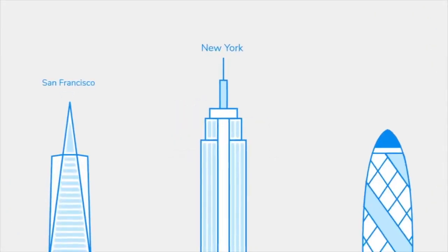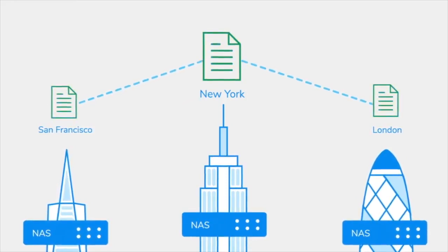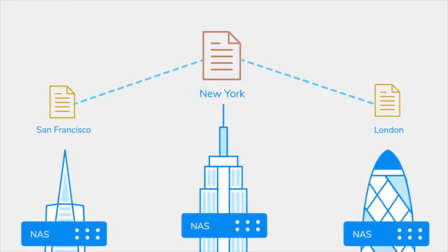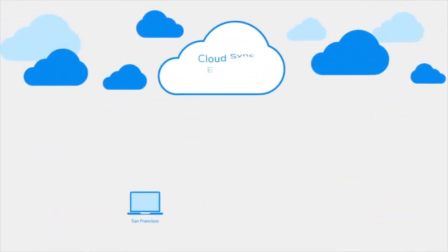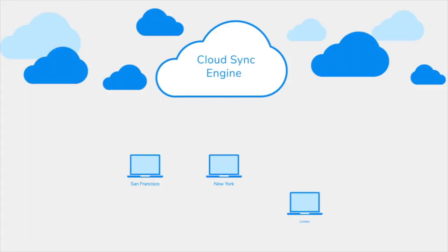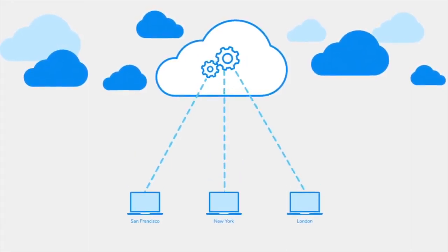Your company has 3 global offices. Employees work on the same projects, so they need the files to be up to date and always available whenever they are. You think about using a cloud-based file sync and share service. The great part is the sync engine is in the cloud, removing the additional network traffic.